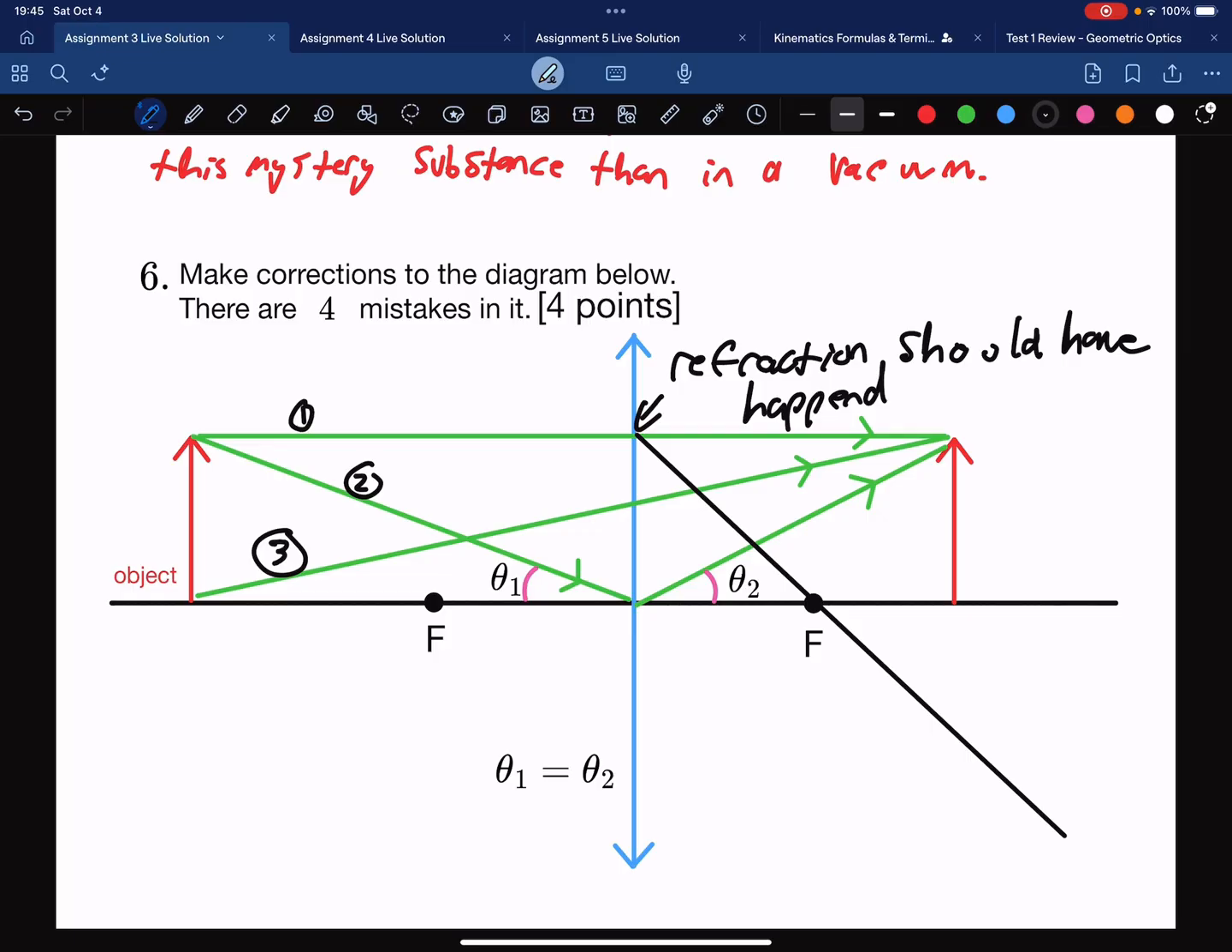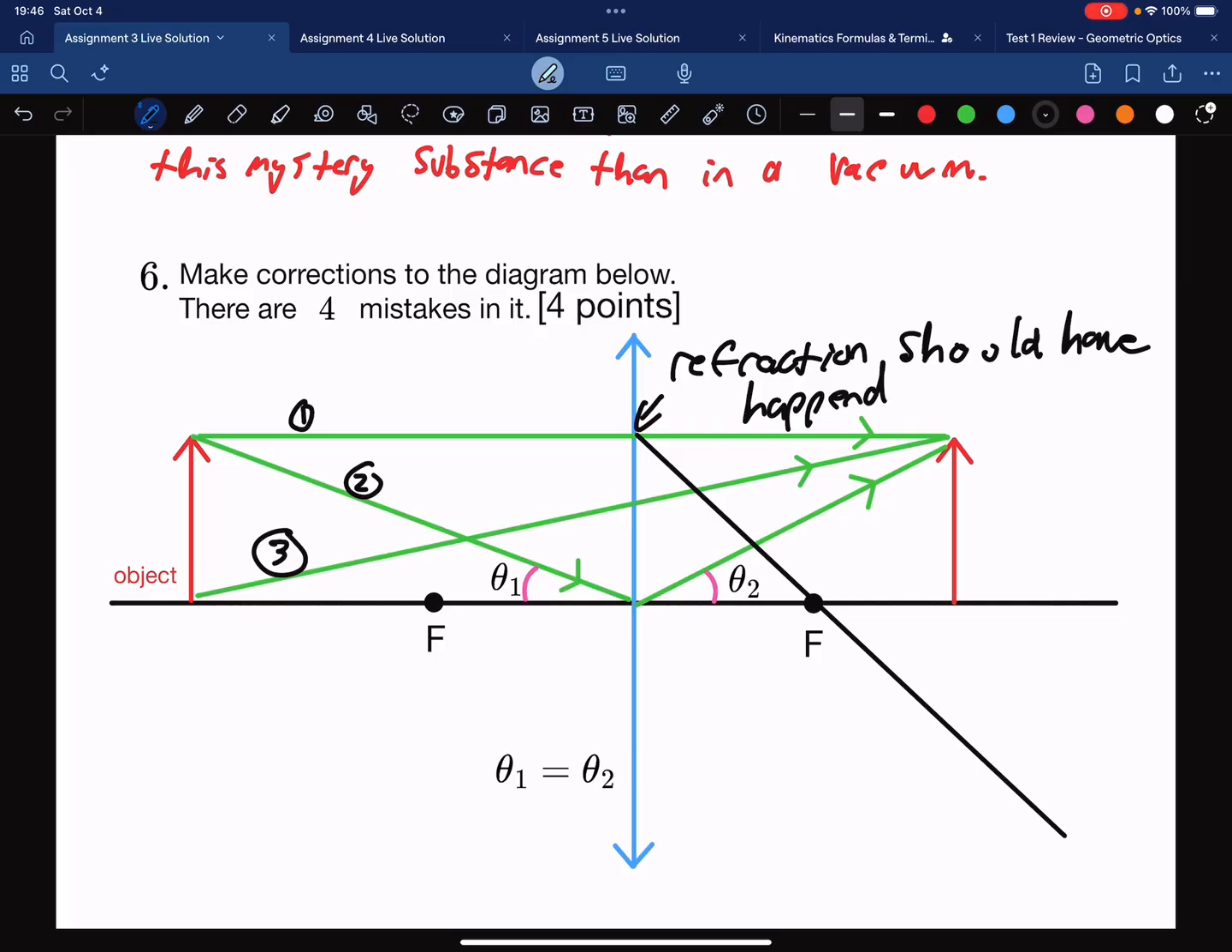And this is bouncing off the optical axis as if the optical axis were a mirror. However, it's not. The optical axis is just something we draw in. It has no real physical analog in a real experiment. The only physical portion to this is the object and the converging lens that we have here.